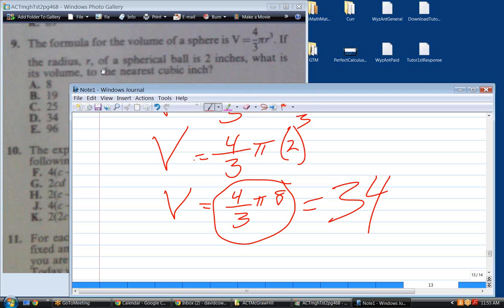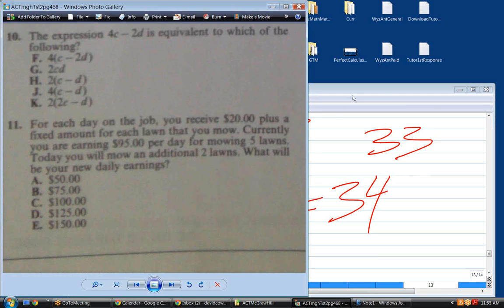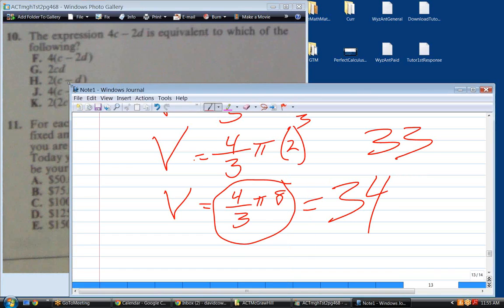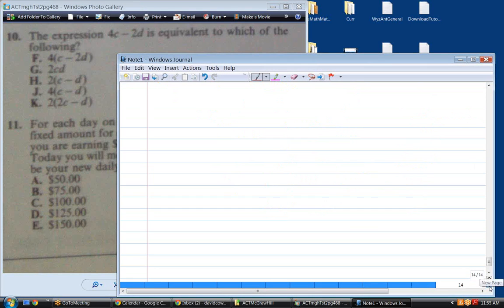And they wanted it approximately to the nearest cubic inch, so D has to be it. Even if you came up with 33, D would be it. I got 33.5. Right. Okay, good. Now, they're saying 4C minus 2D is the equivalent of which of those expressions? Well, so what do we have to do?